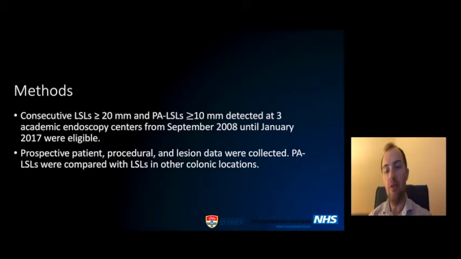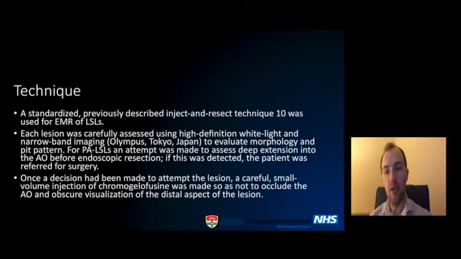Consecutive lesions over 20 millimeters and periappendiceal laterally spreading lesions over 10 millimeters detected over a number of years at 3 centers were eligible. The standardized technique, which is demonstrated in the associated video, was employed, and each lesion was carefully imaged using high definition white light and narrowband imaging prior to resection.